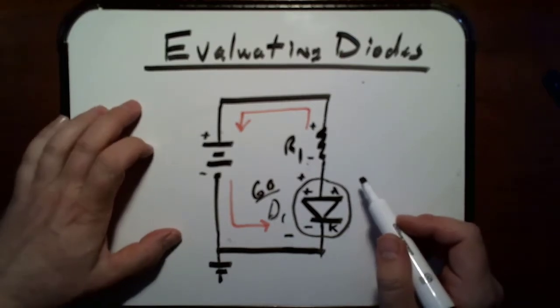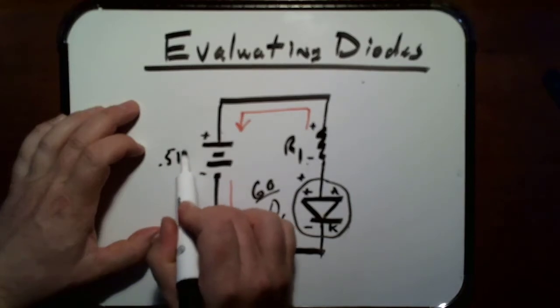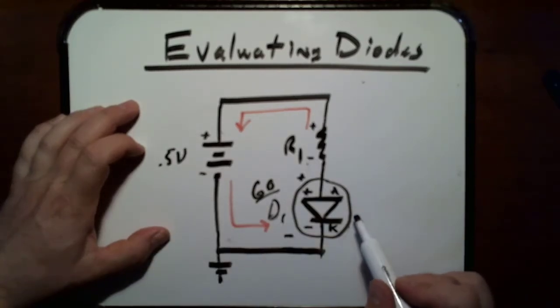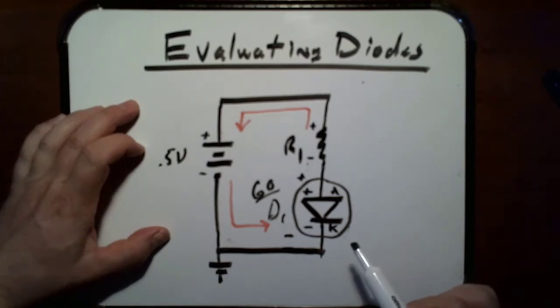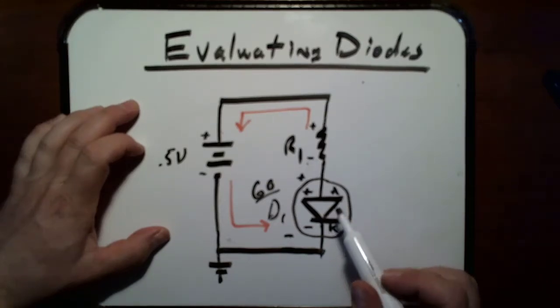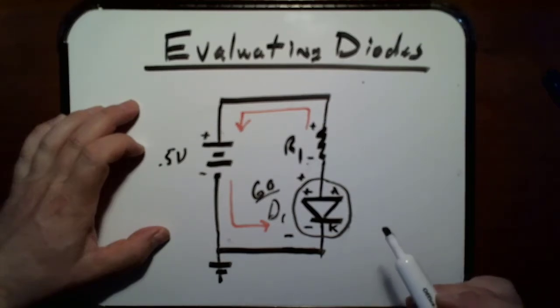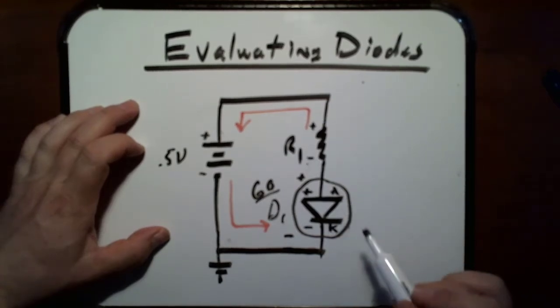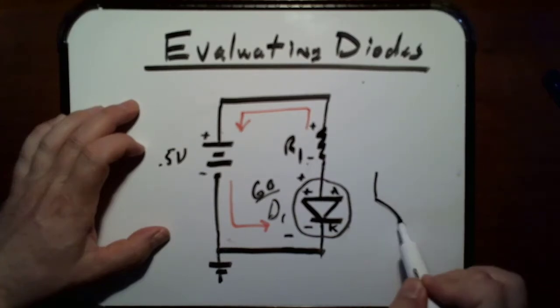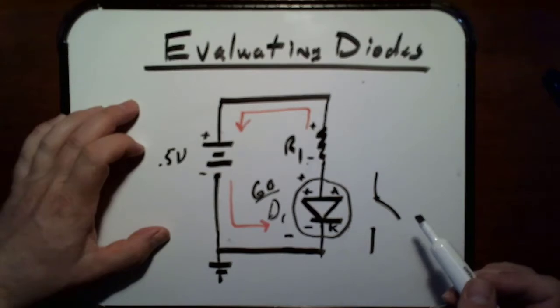However, we also need to have enough voltage. If I said that this was a 1/2 volt battery and this was a silicon diode needs 0.7 volts, there's not enough voltage here. The diode's going to try to take all of the voltage and none is going to go to the resistor. You're going to have an open circuit. The diode doesn't have enough to open up, so it's just going to act like an open switch. Okay.